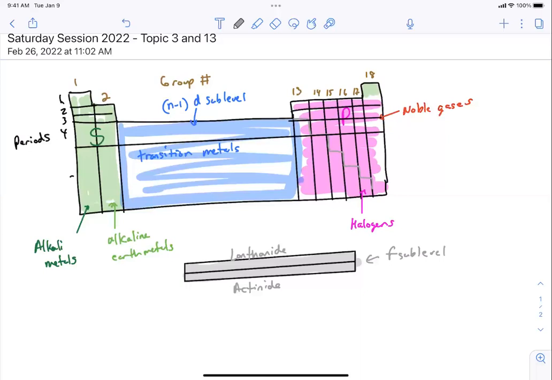Remember, the groups also help you tell the valence electrons. So group 1 has 1 valence electron, group 2 has 2 valence electrons, 13 has 3, and then 4, 5, 6, 7, and then 8. So keep that in mind as well.